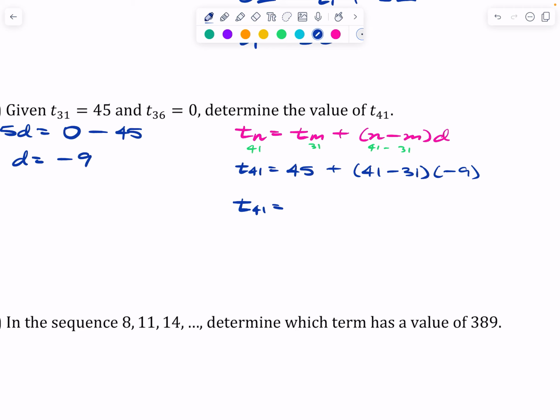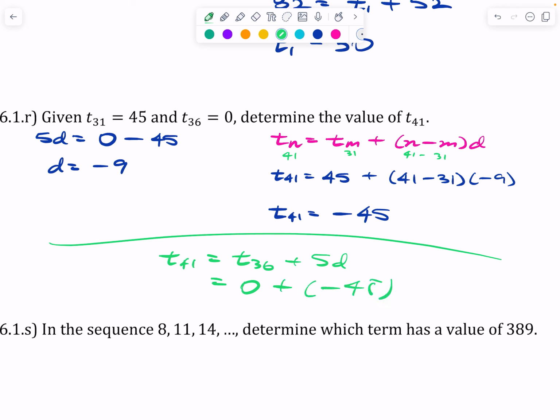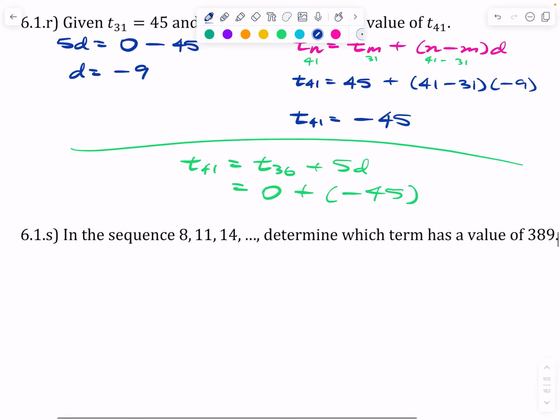So whatever this whole side happens to be. All right, you already did it. Negative 45. There is another way to proceed if you want. We know that 5d is negative 45, and you could just say that term 41 is term 36 plus 5d, which is just 0 plus negative 45. Gets you to the same answer with fewer steps, if you want. But follow your heart.